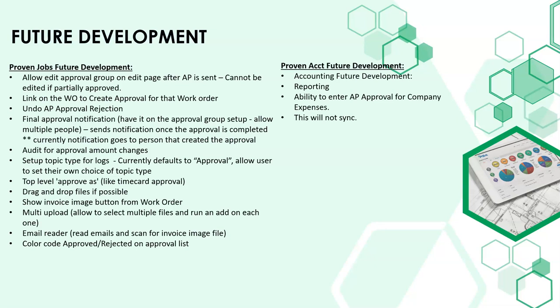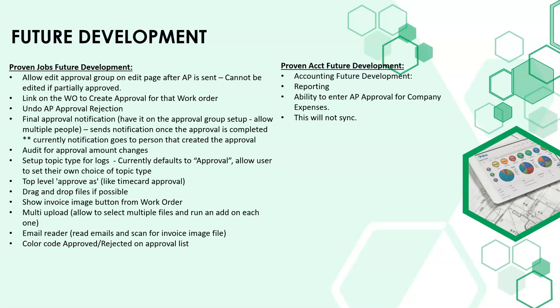We're going to create an audit for approval amount changes. We will set up a specific topic type for logs. Currently, it just defaults to approver. We will do a top level approve as, kind of like our current time cards. If you have a hierarchy set up in time cards, the final approver can approve for all levels.